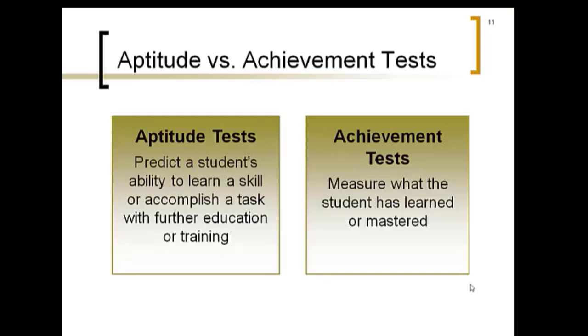On the other hand, achievement tests measure what the student has already learned or mastered. So, for example, you have exam 2 coming up in educational psychology. A test in a college class is an achievement test. I'm measuring what you have learned so far in the class. So there will be specific questions relative to the information that you've been taught.